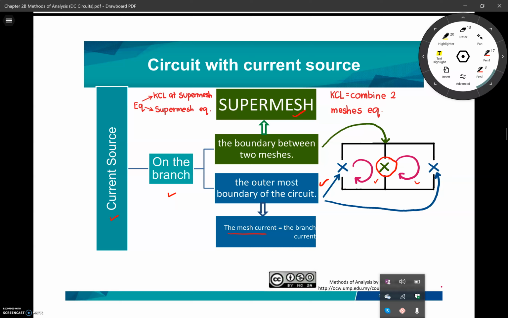But if the current source is at the outermost boundary of the circuit, for example, at the left side or at the right side, and that source is not sharing the loops with another source, it will become another equation.